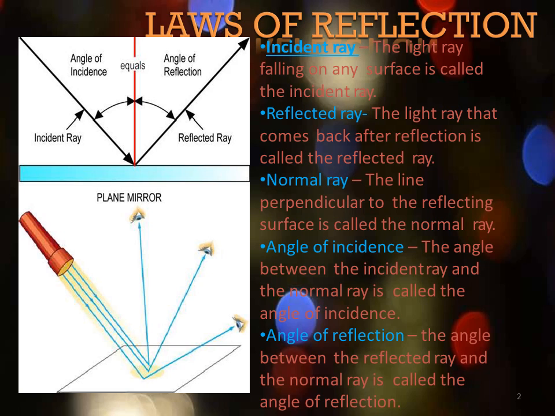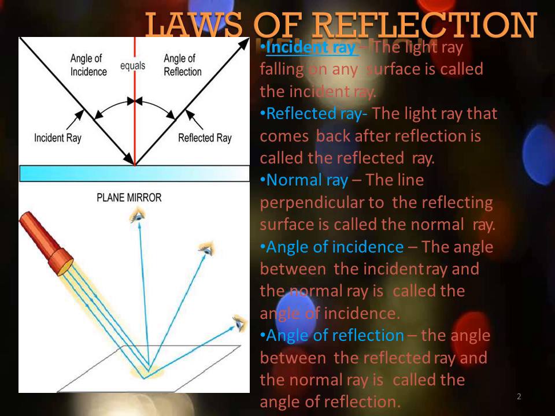Now, angle of incidence. What do you mean by angle of incidence? The angle between the incident ray and the normal ray is called the angle of incidence. That means the incident ray and the normal on the left, that is called the angle of incidence. And what do you mean by angle of reflection? Obviously, the angle between the reflected ray and the normal ray is called the angle of reflection.